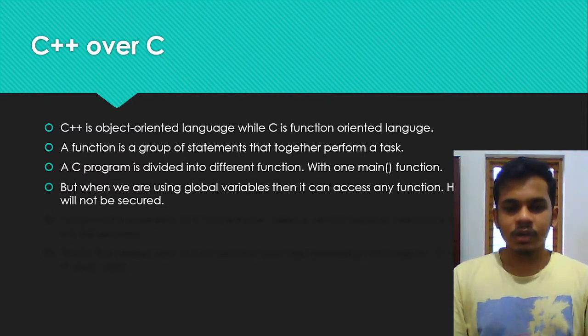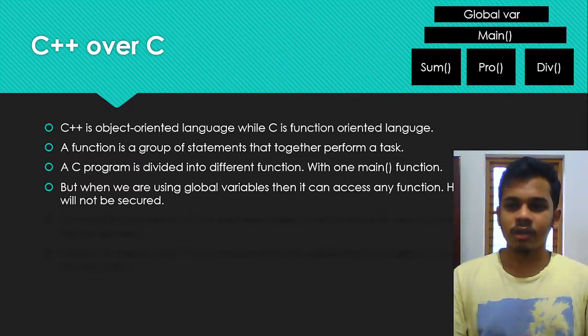But when we are using global variables, then it can be accessed by any function. So in this case the data will not be secured. That is the main idea behind C++. In C++ we are converting each into objects. So here we have the global variable, then we have the main function, then we have three functions which are sum, pro and div. In the case of C, the global variable can be accessed by the sum function, pro function and also the division function.